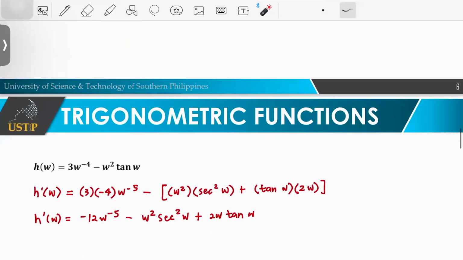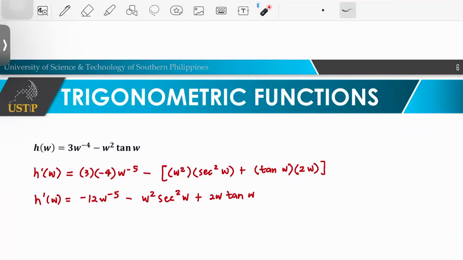Okay, next problem, we have h of w equals 3w to the negative 4 minus w squared tangent w. Medyo bag-o sa mata, no? Pero ayaw lang mo kalibog kung gi-change ang variable, kay the same concept or the same rule applies gyapon. Okay, so h prime of w, that would be 3, the constant, and then get the derivative. Bring down negative 4, and then minus sa nimog 1, so that would be negative 5.